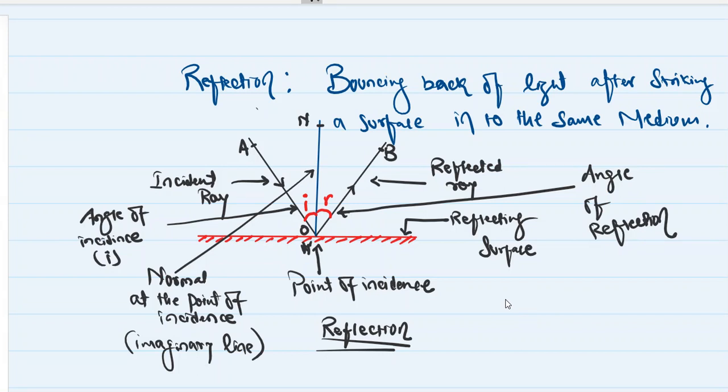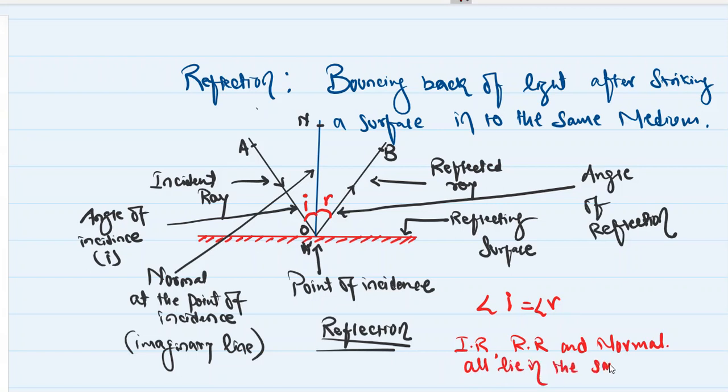So this is what we had studied while studying reflection in class 9. And then there were some laws of reflection. Do you remember? The laws of reflection told us that the angle of incidence is always equal to the angle of reflection. I is equal to R. And the incident ray, reflected ray, and normal all lie in the same plane.